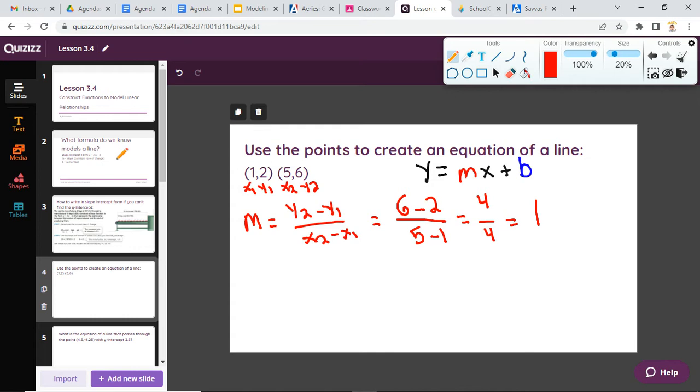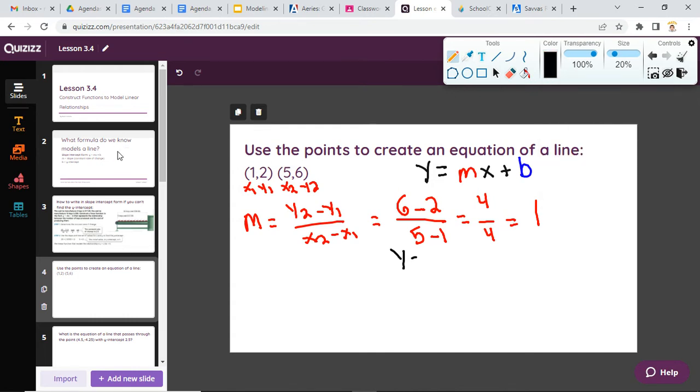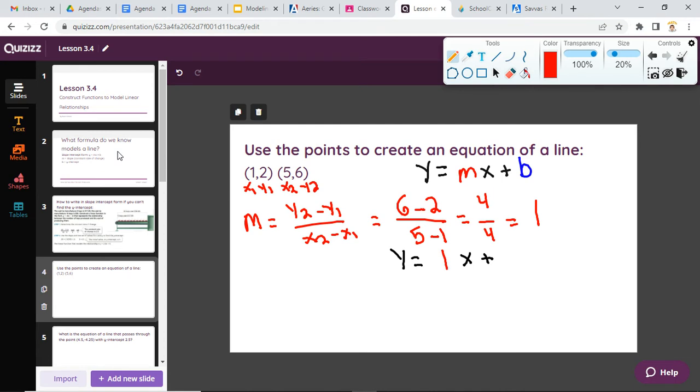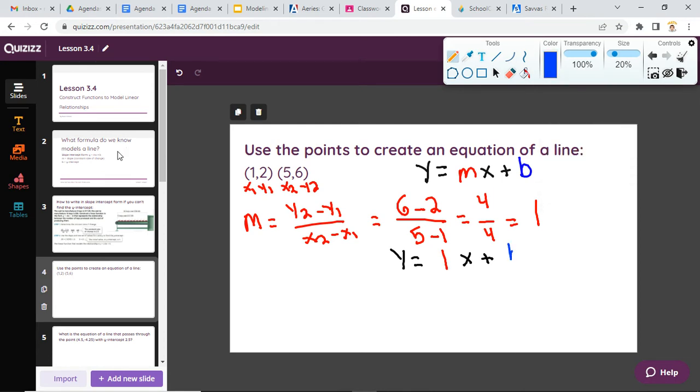All right, so now I can go back to my equation here. y is equal to mx plus b, and I can replace my m with 1. So we get y is equal to 1x plus b. But notice this is in slope-intercept form here, right? I still have to solve for my b.